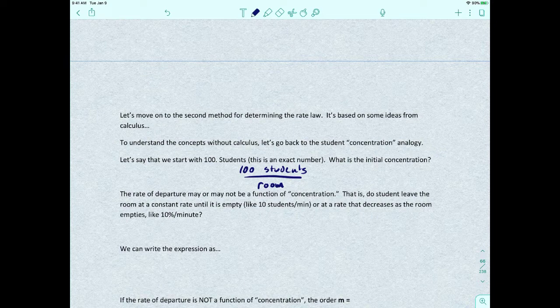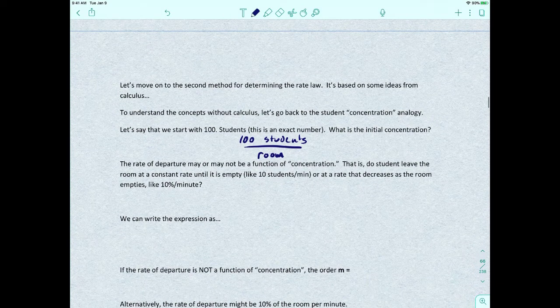So that's a good question, and we've got to figure this out. What would it look like if we wanted to measure that? What would that expression look like? Basically, we could write a rate law for that, and the expression would look something like this. The rate of students leaving the room would be equal to a rate constant k times the concentration of students in the room, raised to the power of m.